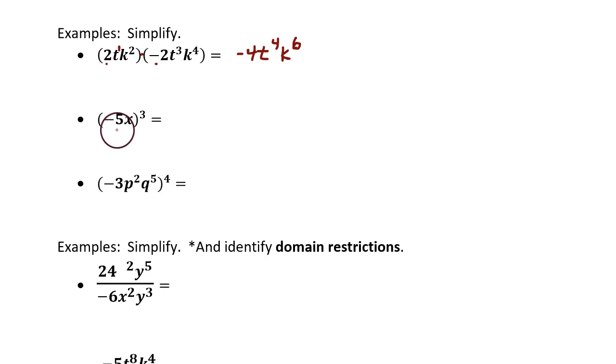Next example, negative 5x raised to the third power. Start with the numerical coefficient, negative 5, and raise it to the third power. Negative 5 times negative 5 times negative 5 is negative 125. Then raise the letter to the power.